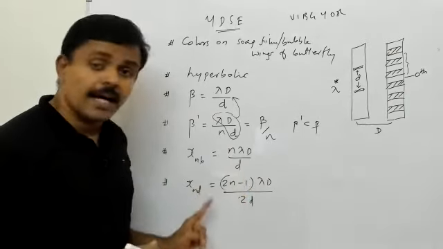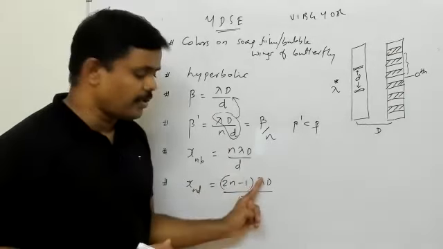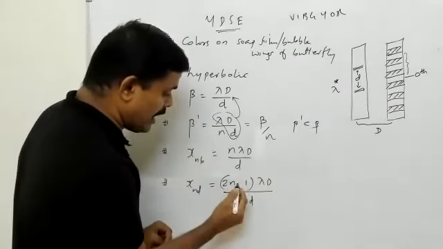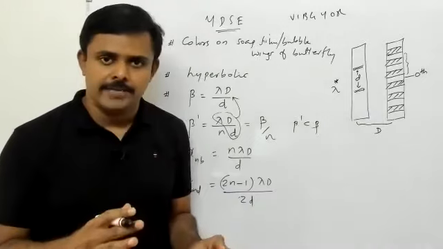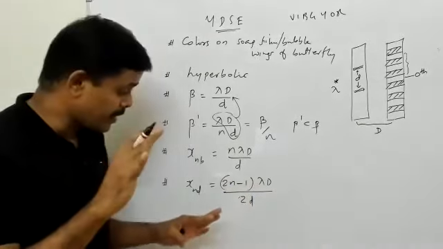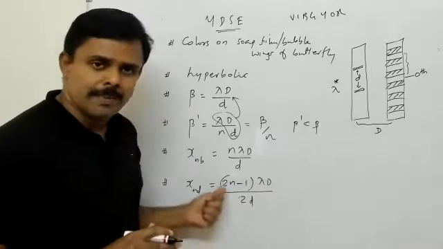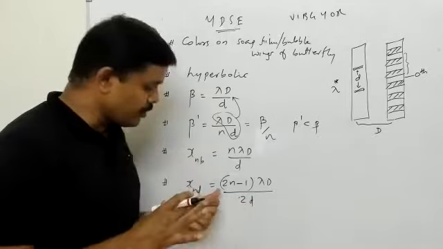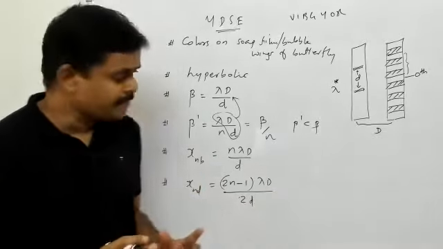Distance to the nth dark band is (2n minus 1) into lambda D by 2d. In school, they might give you 2n plus 1, but never ever take it, even though you are correct, because you'll definitely land up in trouble. I'll tell you how it becomes a trouble for you. Anyway, 2n plus 1 is also correct, but there will be confusion in counting. So it's better to use (2n minus 1) lambda D by 2d.